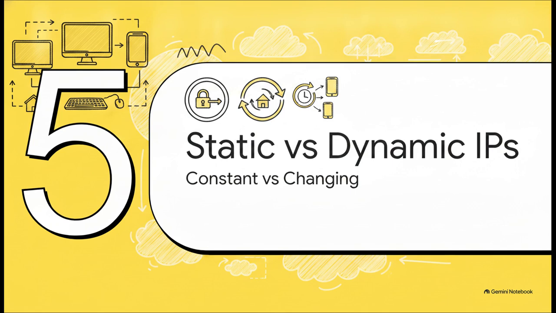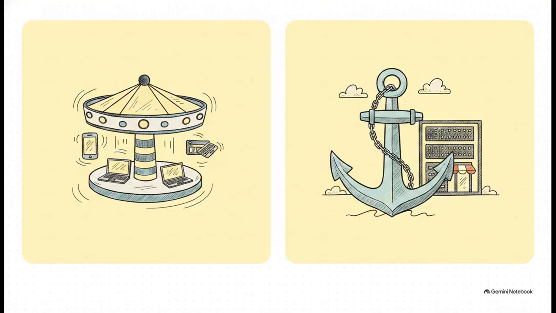And finally, Section 5, Static versus Dynamic IPs, Constant versus Changing. Let's wrap up by exploring how these addresses are actually assigned to your devices and why they might change over time. So, we essentially have two flavors here: dynamic IPs and static IPs. Most of us at home are using dynamic IPs. These are constantly rotating addresses assigned completely automatically by a network protocol called DHCP. They are incredibly efficient and cost-effective for internet service providers because they can just reuse and reassign addresses from a giant pool whenever you connect.